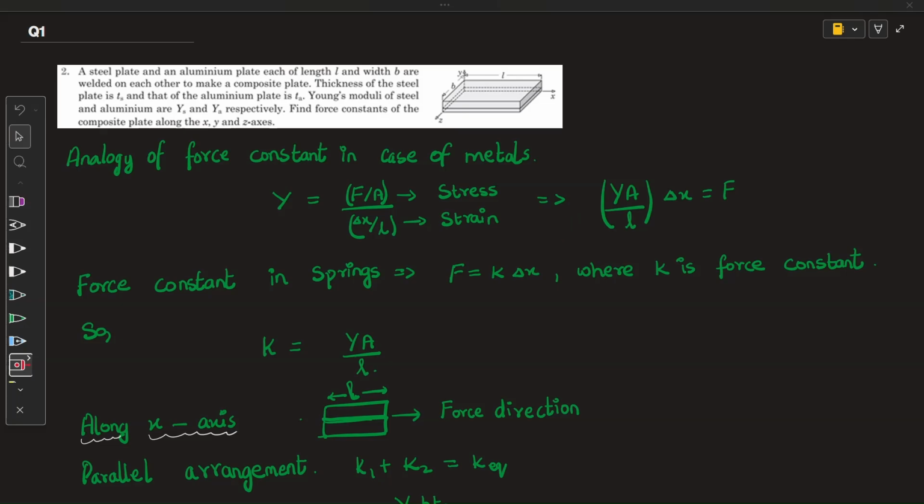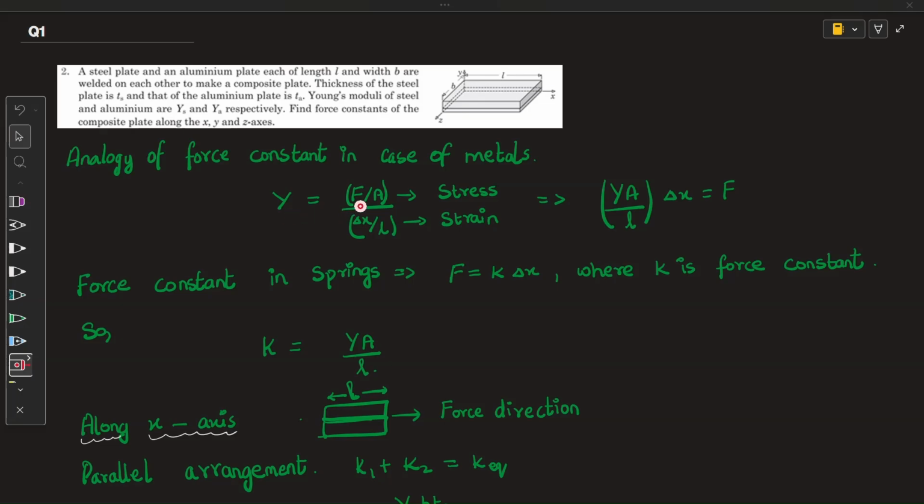So first, this concept is much different. It's an analogy between a spring and a plate. Let's assume it as a rod which has a broad breadth compared to its length. That's the plate, right? So there's an analogy between that metal rod and a spring. How are we going to relate it?